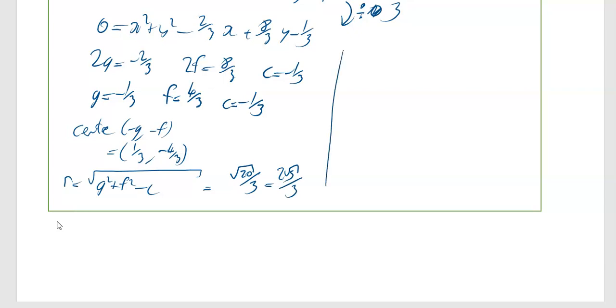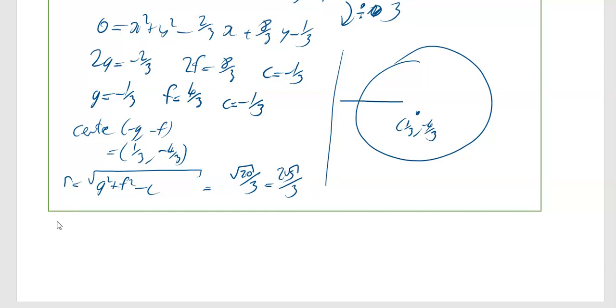So you've got your Cartesian equation. You then have to sketch the thing. So it's a circle. It has center (1/3, −4/3), and we'll just mark your x-axis and your y-axis. Then it's going to be like this, and that's it.